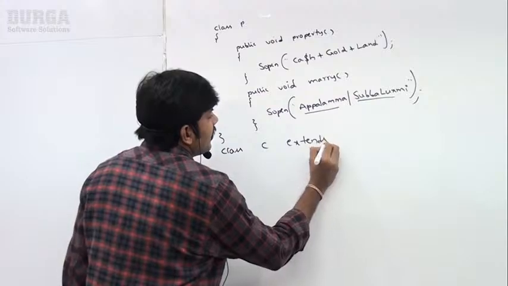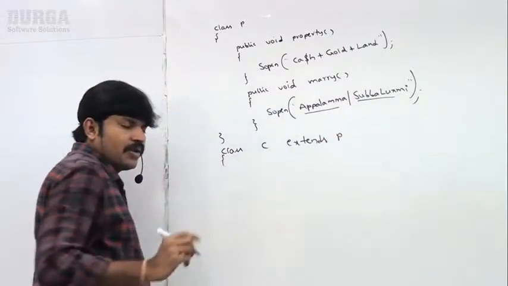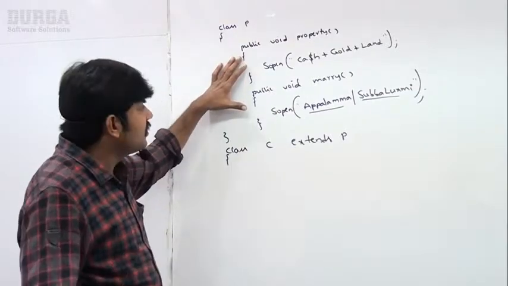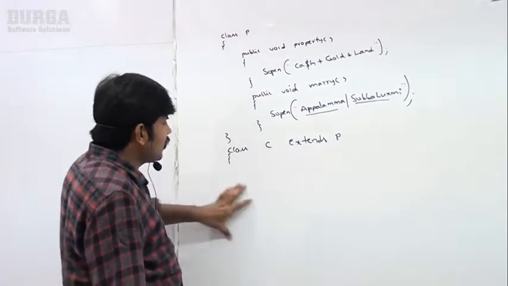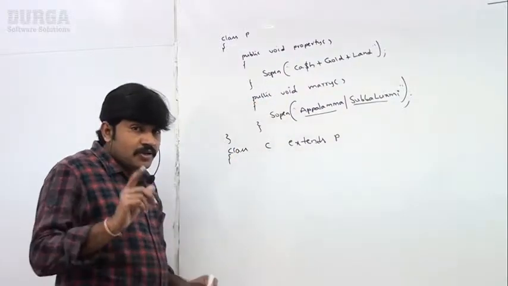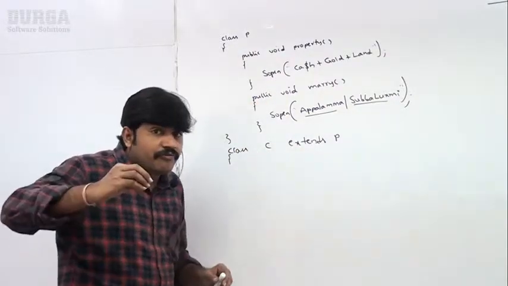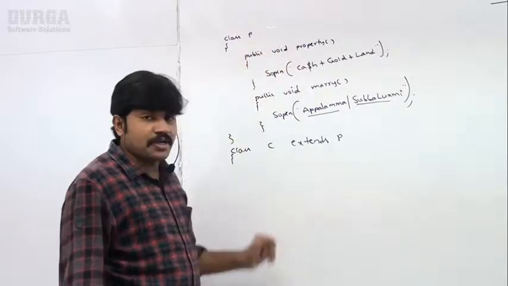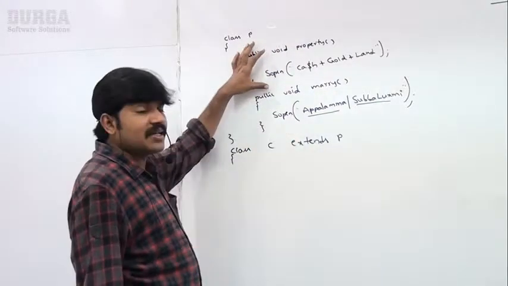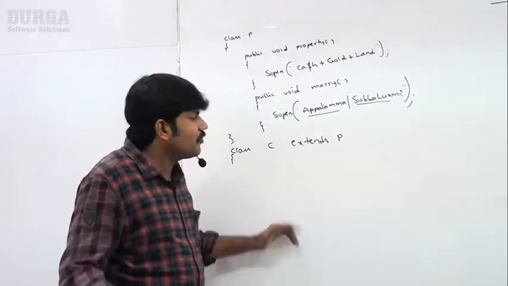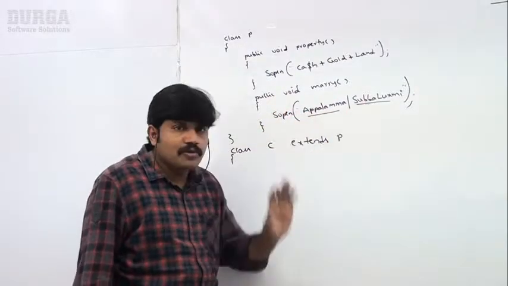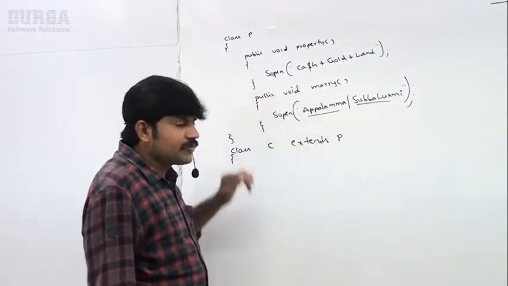Now class C extends P. Do you know which methods the parent has by default available to the child? Property is coming, and after that marriage is also coming. Now this child is very much satisfied with the property implementation: I want property as it is. But I'm not satisfied with this marriage implementation. I don't want Appalamma or Subbalakshmi. Sorry, I'm not satisfied with that.